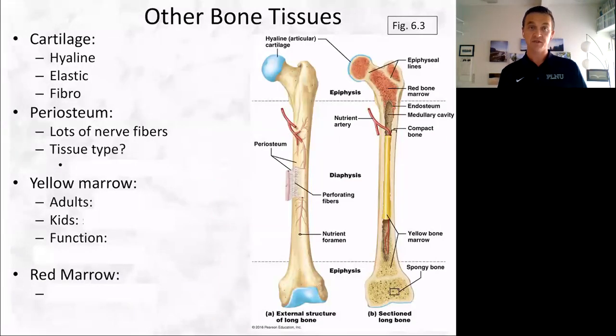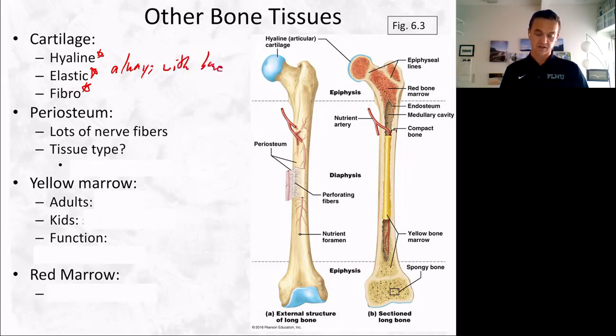Okay, so other bone tissues, obviously cartilage, talked about these. All the different types: hyaline cartilage, elastic cartilage, fibrocartilage. It's always associated with bone. In some way, cartilage is going to be attached to bone. And then we got some connective tissue called the periosteum, like I just mentioned. The periosteum is that thin layer of connective tissue on the outside of all of our bones.